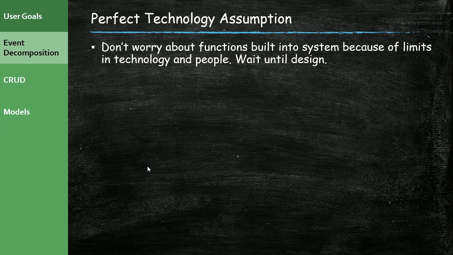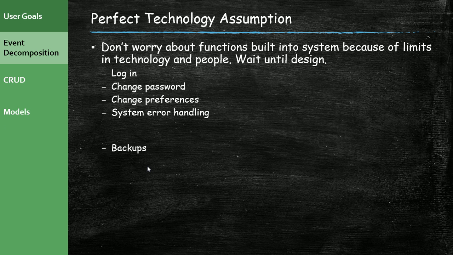So in our analysis phase, we don't want to think about things like logging in, or changing a password, or changing preferences for their account, handling errors, doing backups, anything that has to do with security, like minimum password length and things like that. Or a temporal event might be that the user has to change their password after 90 days. We're not going to worry about that stuff in this phase. We will talk about that in the design phase, but it's important not to get bogged down in these technical details. So the perfect technology assumption means don't worry about the technology, worry about the process, worry about what our system actually has to do.